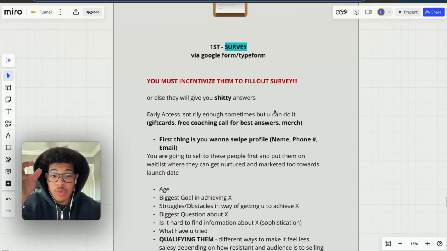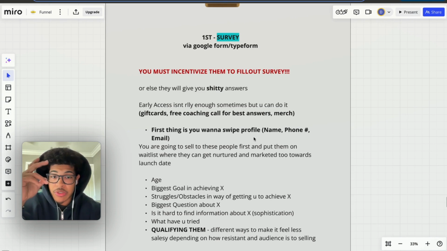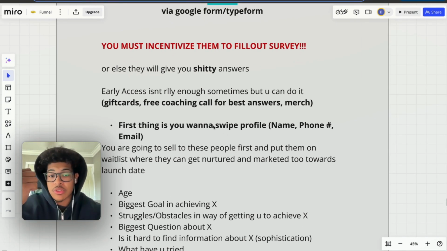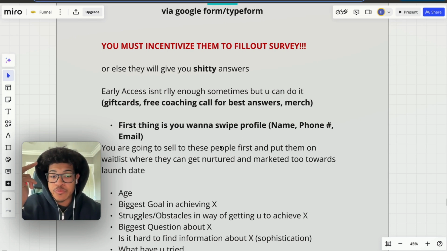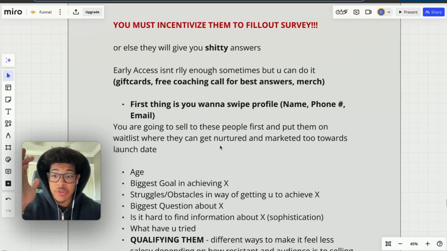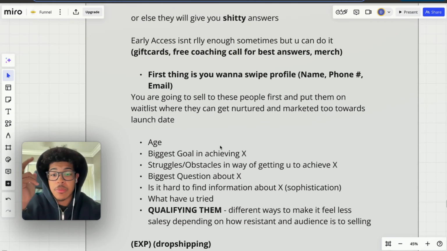So yeah, first thing you want to do is always with these market research, because a lot of the time, these are going to be the first people you sell to, right? You're going to put them on a wait list. They're going to get nurtured and marketed towards with the emails, SMS, whatever you want to do. You want to grab their profile, swipe their profile, name, number, email, right? Like I said, these are the first buyers. You want to be able to market to them.